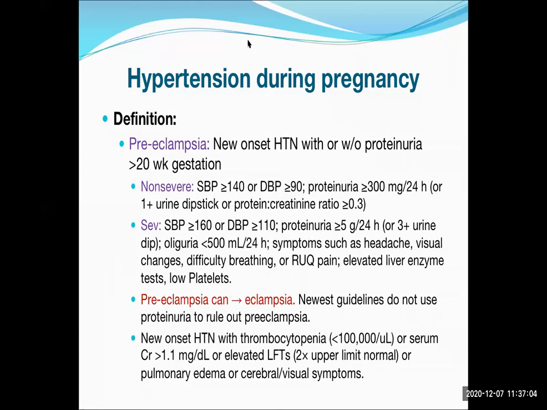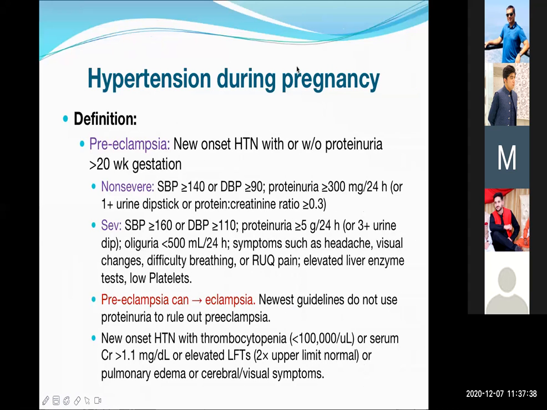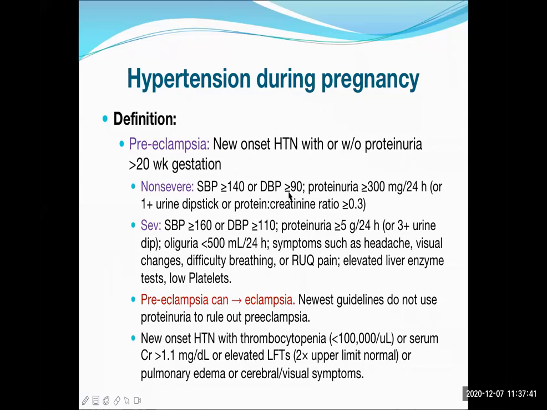If a pregnant lady develops a new onset hypertension after 20 weeks of gestation with thrombocytopenia that is less than 100,000, or you can call it 1 lakh also per microliter, or a serum creatinine value more than 1.1, okay, or there is elevated liver function test, especially the liver enzymes like SGOT and SGPT, 2 times the upper limit of normal, or if there is presence of pulmonary edema or cerebral or visual symptoms. These are known as different features of preeclampsia. Then also the definition is fulfilled.